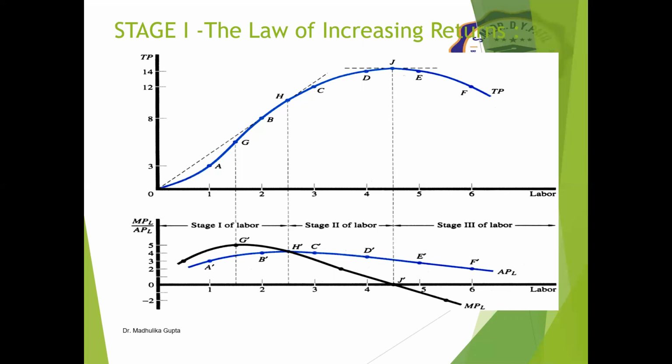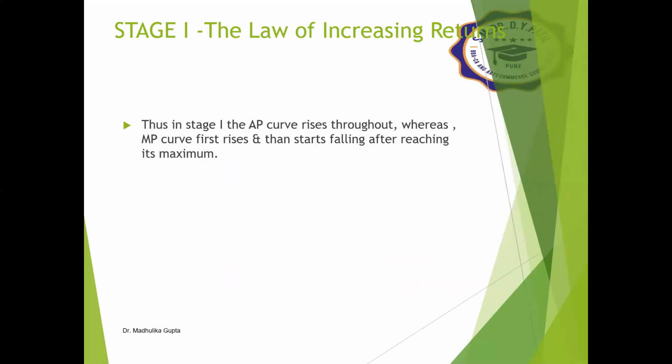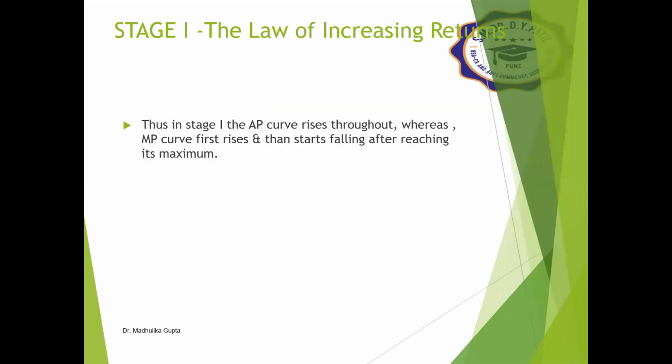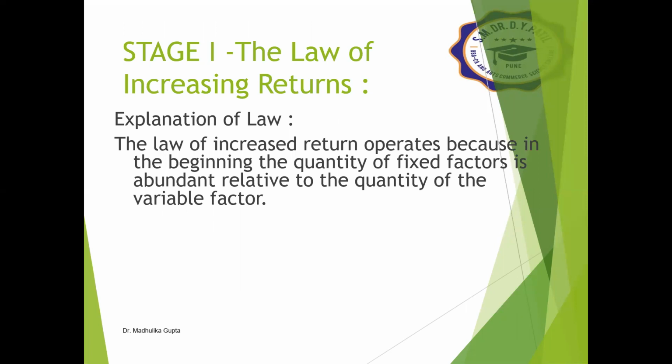Understood? So in stage 1, the AP curve rises throughout, whereas the MP curve first rises and then starts falling after reaching its maximum. It is to be noted that marginal product, although it starts declining, remains greater than AP throughout the stage, so that average product continues to rise. Understood? So how do you explain the law?